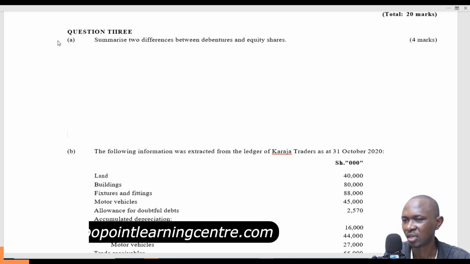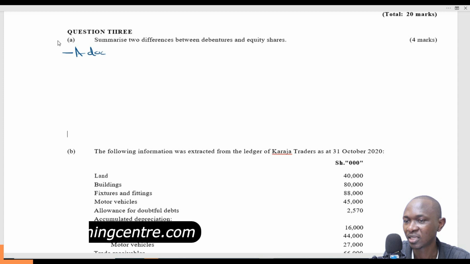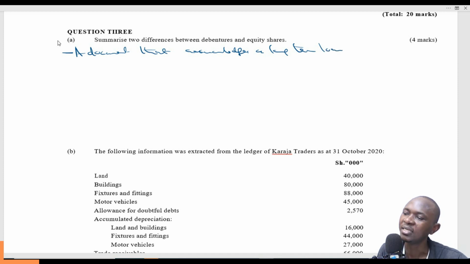So debentures, number one. A debenture is a document that acknowledges a long-term loan. So we normally say that a debenture is a long-term loan. And being a loan, it simply means that it adds up to the debt part of the capital structure. It's a debt to the company, and so it's a liability to the company.